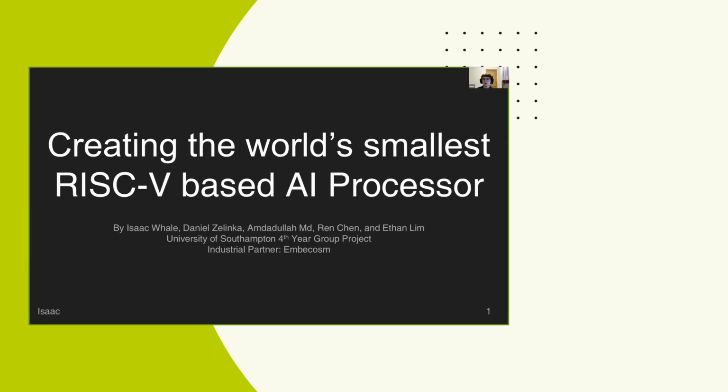So, while we're waiting for the slides, I'll briefly overview the. Oh, there it is. Okay. Right. So just say next slide and I'll move it forward for you. Okay. So we're going to talk about what we did for our fourth year group project, which the title that we were originally given was creating the world's smallest AI processor, and it's somewhat developed since then. So if we move on to the next slide.